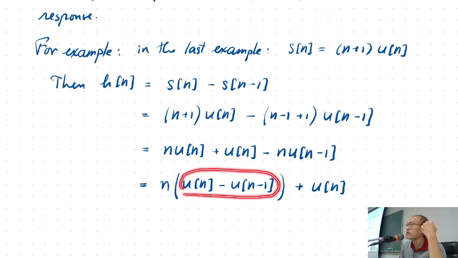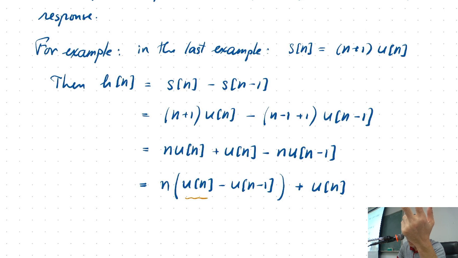Un minus 1. What is this equal to? What is this? Can you tell me what this is? This is just delta n, right? This is delta n. Can you see that? Can you see why this is delta n? Because un is all 1 when n starts from 0, and un minus 1 is all 1 when n starts from 1, right?